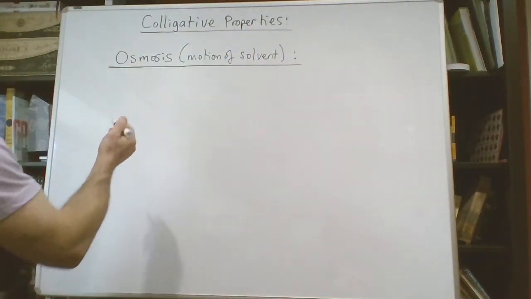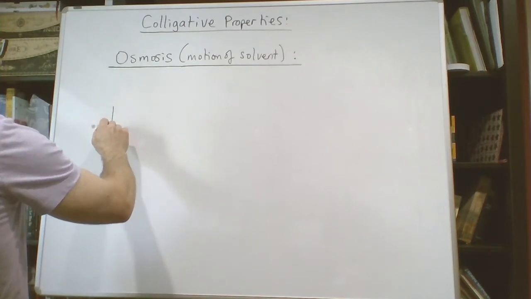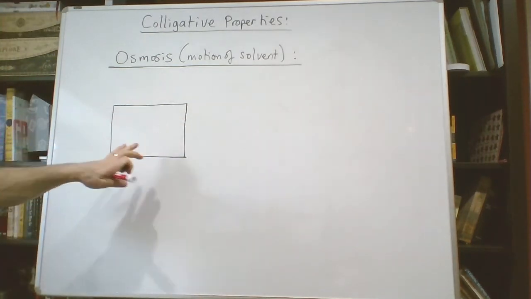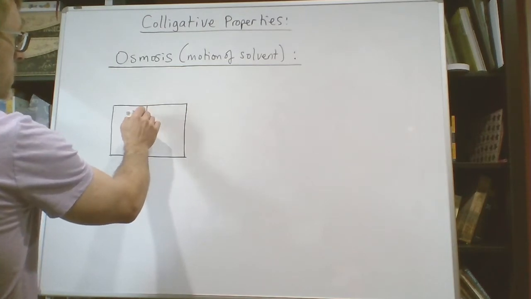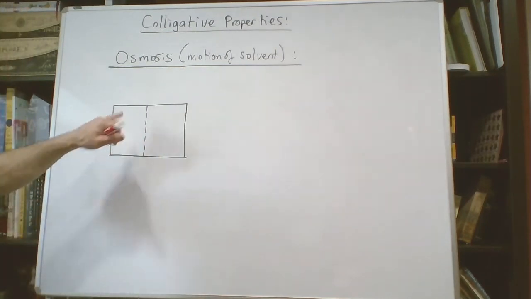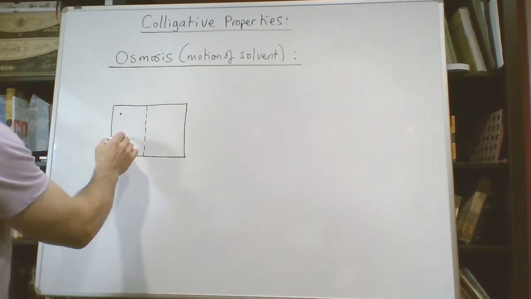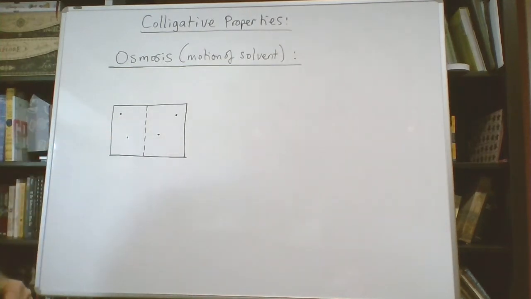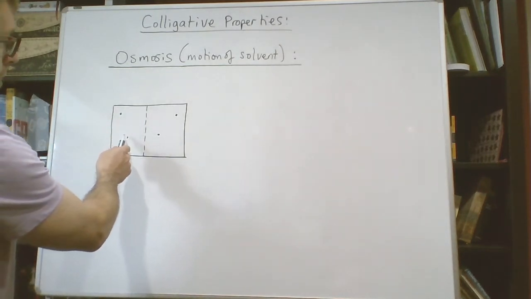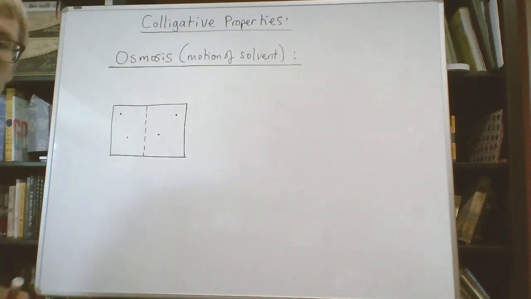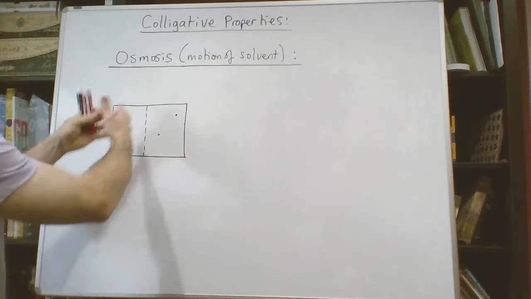Okay, so consider a chamber, and let's say this chamber has a separation. So it's got some kind of separation with holes in it. And let's say we've got water molecules. So these spheres represent water molecules. And let's say the water molecules are free to go through the separation in the barrier. So the water molecules on the left can go to the right, and the water molecules on the right can go to the left. Okay, so they're both the same.